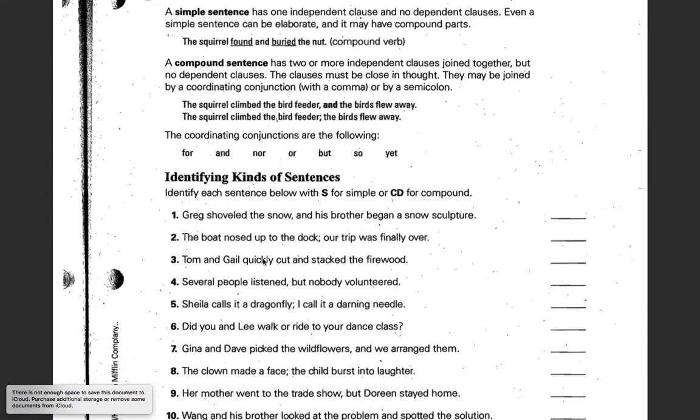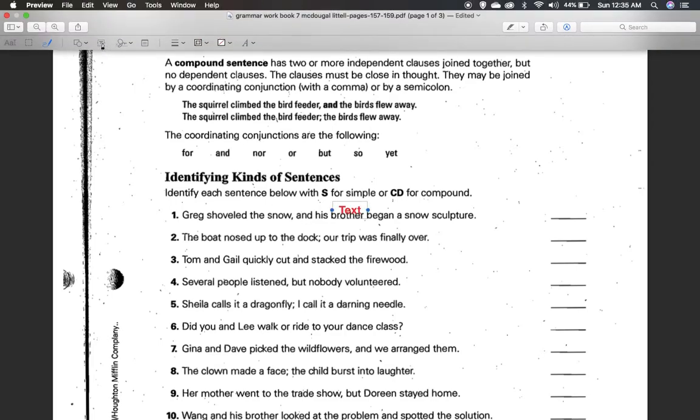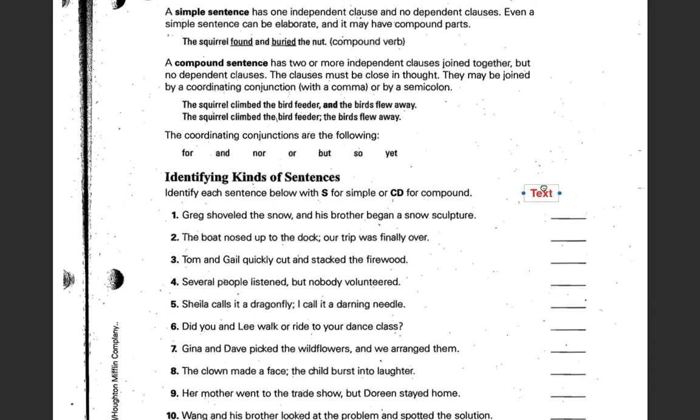I'm gonna make a couple of examples in front of you, and then you could be ready to do them on your own. The question says identify each sentence below with S for simple or CD for compound. Number one says Greg shoveled the snow and his brother began a snow sculpture. Without thinking twice, this is a compound sentence because it's made of two parts. Greg shoveled the snow, his brother began a snow sculpture. Two independent clauses joined with a coordinating conjunction make up a compound sentence. So number one is a compound sentence.